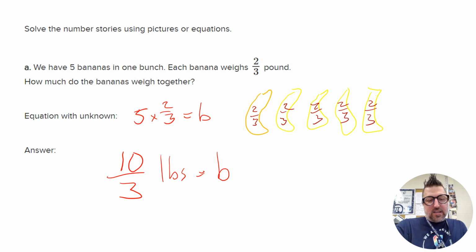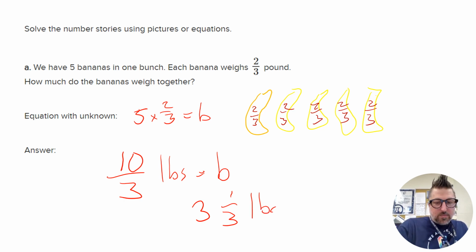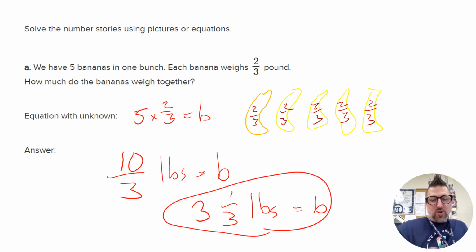So I know that I can get 3 whole pounds, which will get me 9. So I can get 9 and 1/3 left over. No, I'm sorry, 3 and 1/3 pounds of bananas. Okay, and I got that by going 3 times 3 is 9 plus 1 more to equal the 10/3. All right, final answer. How much do they weigh? 3 and 1/3 pounds.